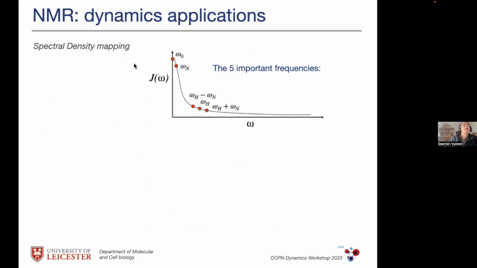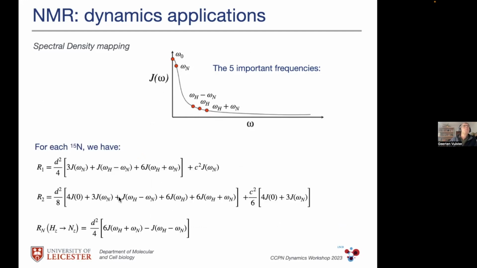Another way of looking at our data is what is called spectral density mapping. And here's our spectral density function. I told you that 5 frequencies are important, so we have those 5 frequencies plotted over here. But unfortunately, we only have 3 rates that we measure. So we have 5 unknowns, 5 frequencies, but only 3 rates.